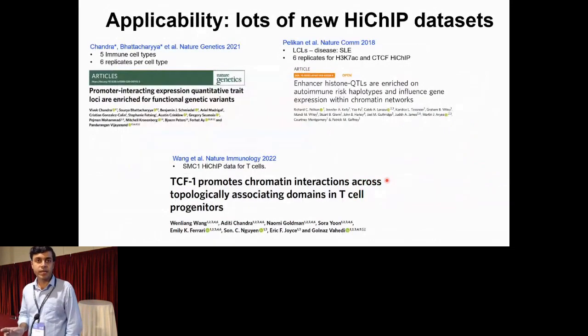There are lots of new HiChIP datasets coming up nowadays. The first one is from our lab last year regarding the immune cells. And there are many more disease-specific HiChIP datasets coming. That's why these differential HiChIP loop callers will be extremely useful in the coming days.